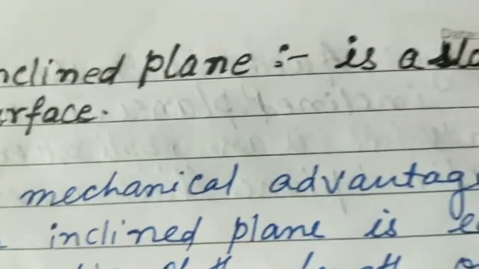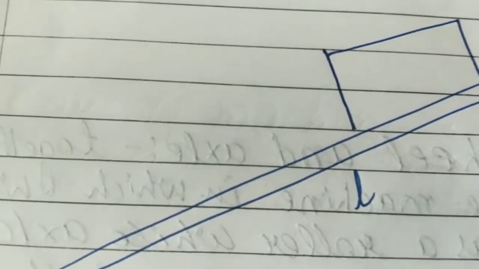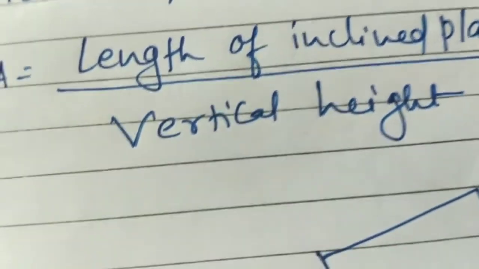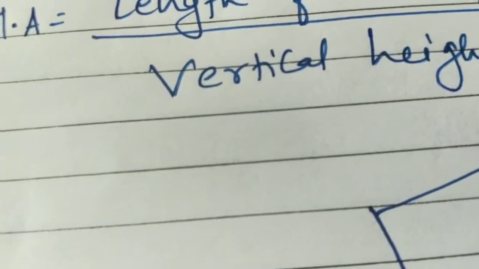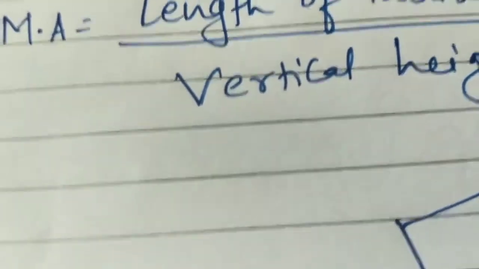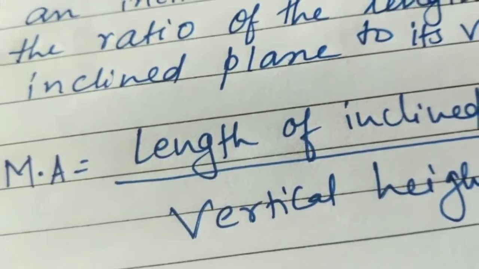Now let's move on to the next one, that is the inclined plane. What is an inclined plane? It's a sloping or slanting surface, and here 2 points are connected, point 1 and point 2, at different heights. Objects can be moved up or down easily. It reduces the effort needed to lift up heavy objects. The mechanical advantage is the length of the inclined plane, L, divided by the vertical height, H. It is also a force multiplier, and the mechanical advantage is greater than 1.